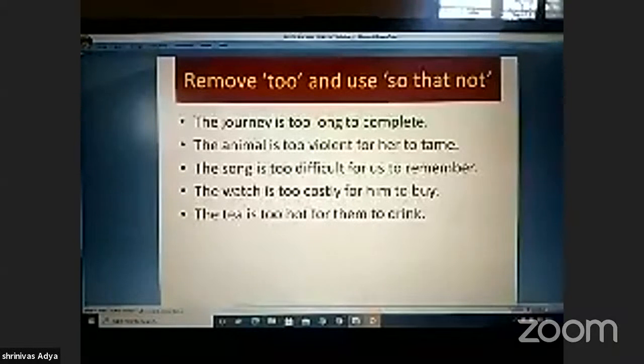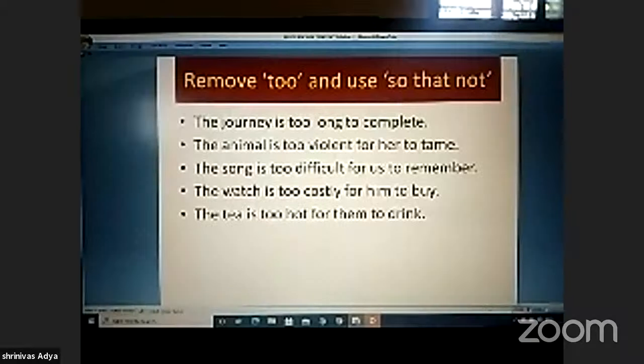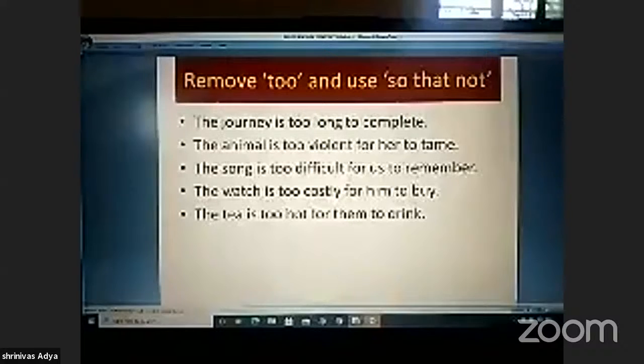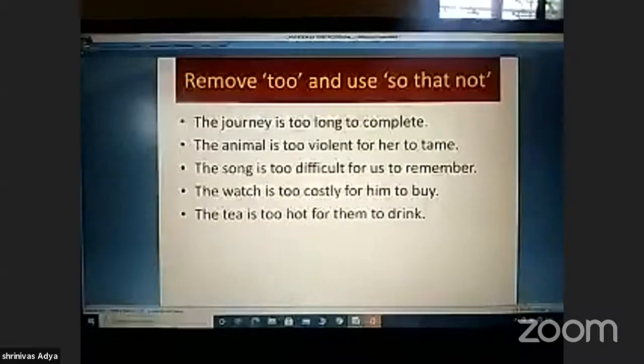Next sentence. The watch is so costly that he cannot buy it. Correct. Passive voice. The watch is too costly for him that it cannot be bought by him. The watch is so costly that it cannot be bought by him. Correct. Passive voice. Active voice.